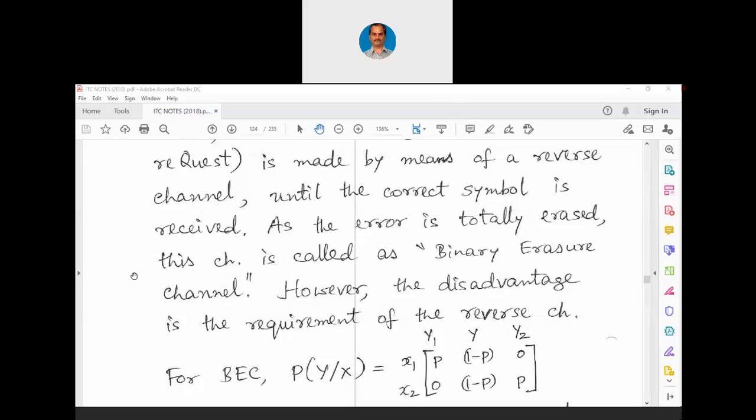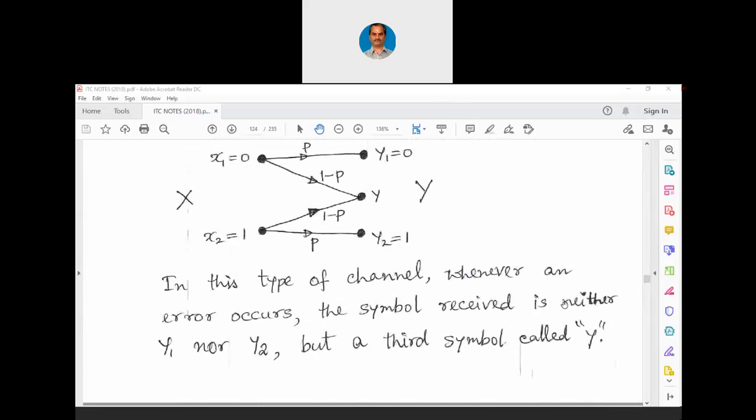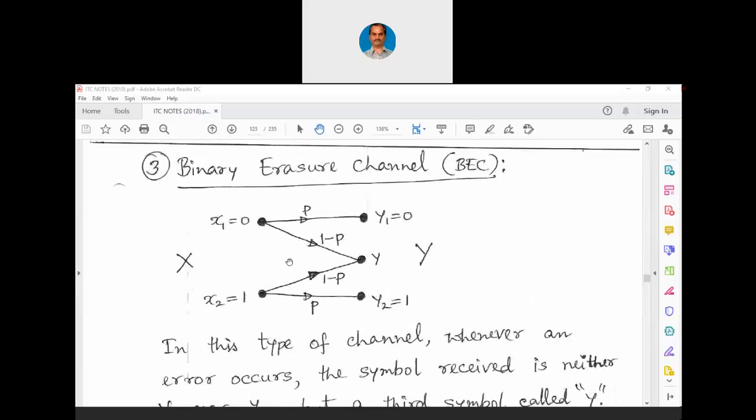Yesterday we were discussing this binary erasure channel. I will show you the picture once again. You can see this binary erasure channel where at the destination there is another third symbol, and you can see that y1 is received only when x1 is transmitted, y2 is received when x2 is transmitted. On the other hand, y1 and y2 will not be received, which means y1 is not received when x2 is transmitted and y2 is not received when x1 is transmitted.